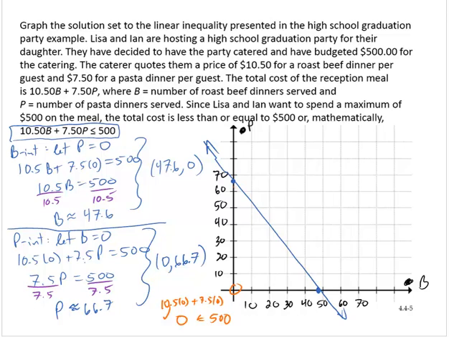Now, realistically, though, the rules say I would shade this whole thing, right? But realistically, that tells me that I have a negative number of roast beef dinners and possibly a negative number of pasta dinners. So realistically, we would shade this region, this triangular region that shows all the possible solutions.